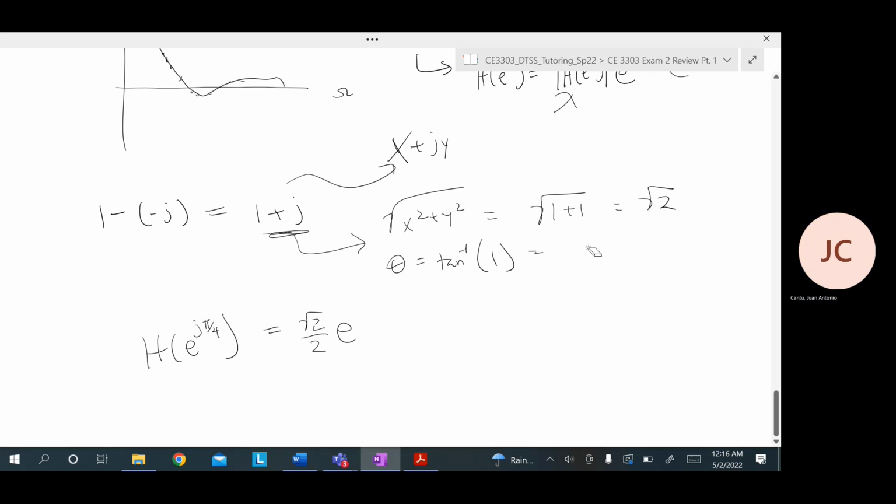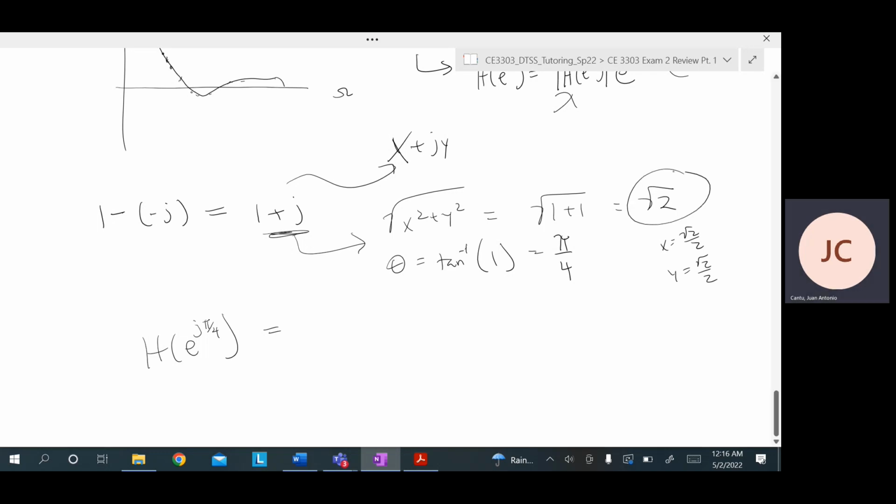Oh, wait, my bad. Yeah, so I'm sorry. Tangent inverse of 1 is pi fourths. You get an angle out of inverse tangent, right? Because at pi fourths, x is equal to root 2 over 2 and y is equal to root 2 over 2. So if we divide those together, we get 1. That's why we get pi fourths. So this is our magnitude, and this is our phase, basically. So we'll have root 2 e to the j pi fourths. Okay, that is our frequency response at this particular frequency.